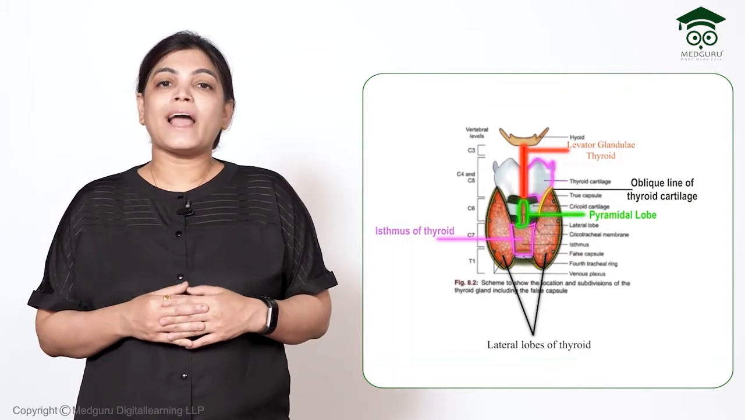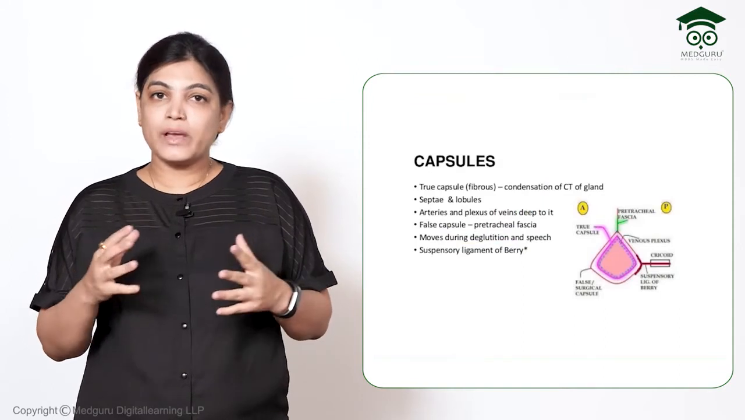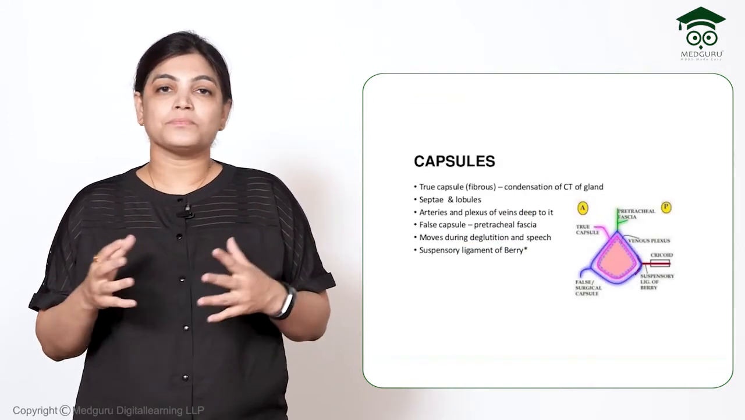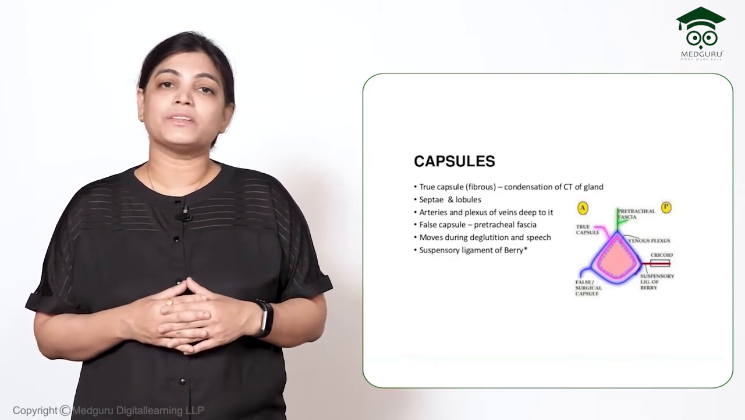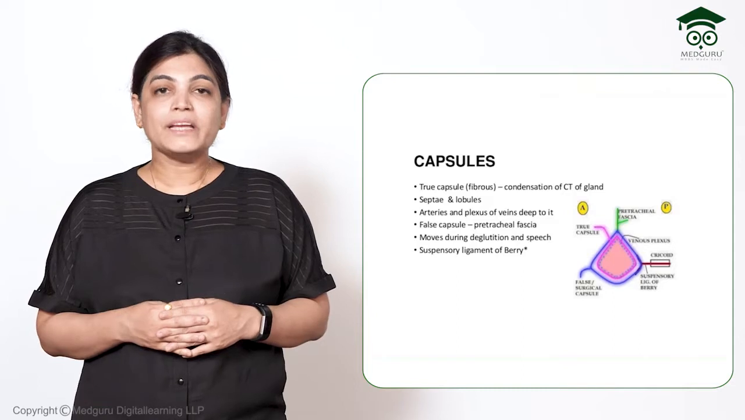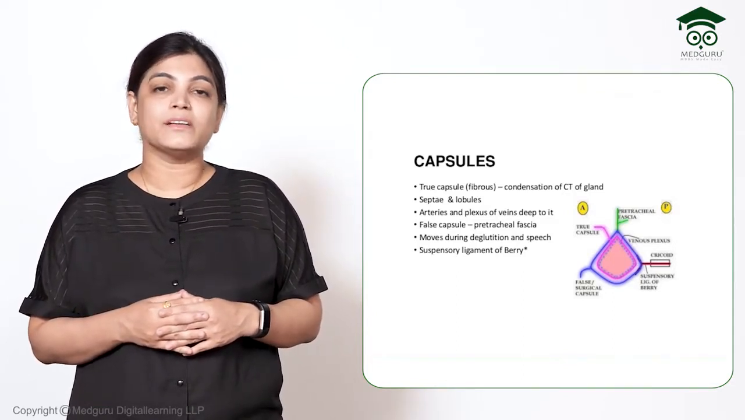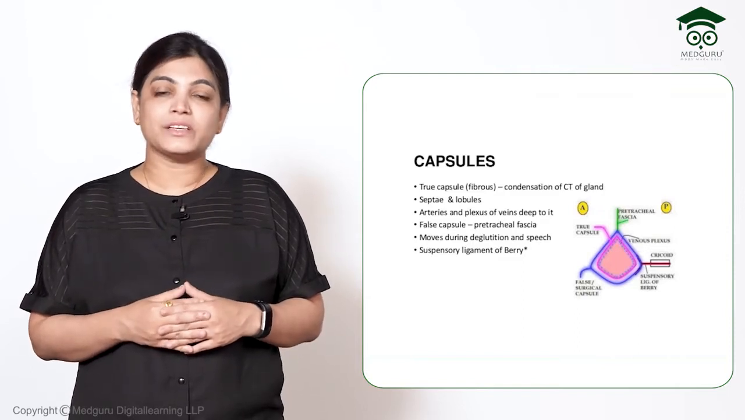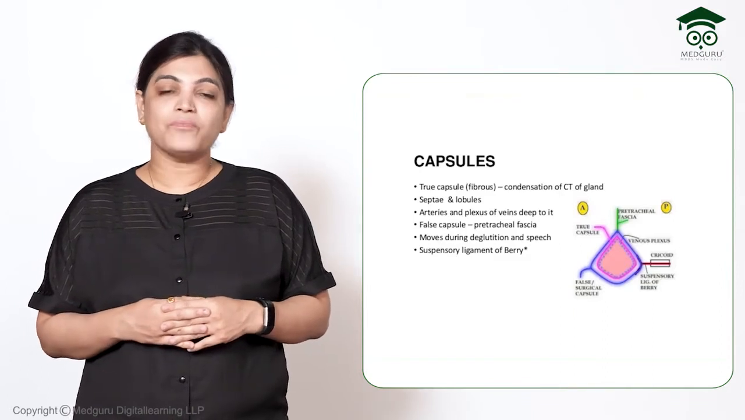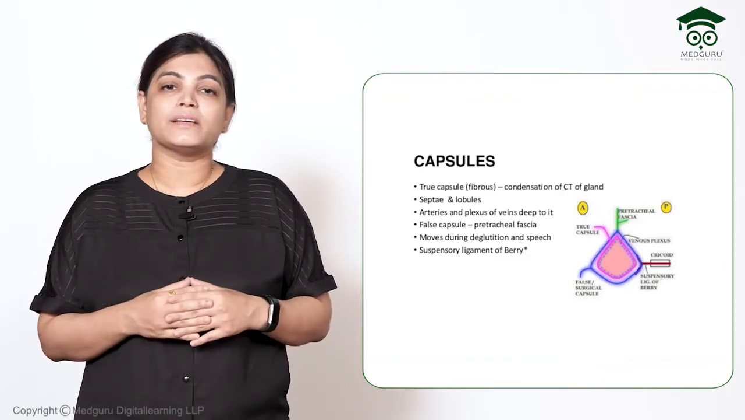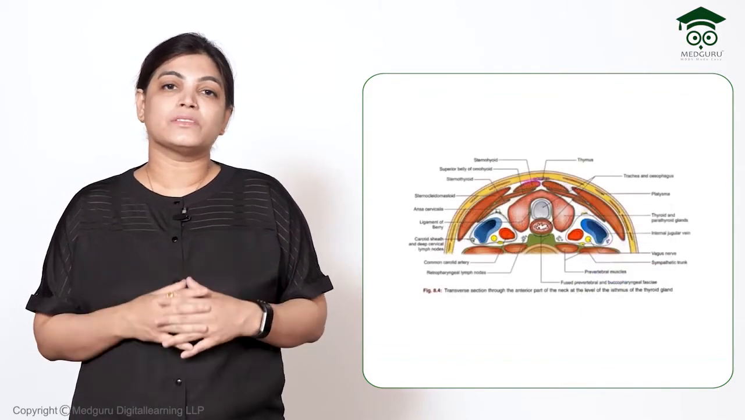After that, coming to the capsules of the thyroid gland. Now this thyroid gland is covered by a capsule. One is the true capsule, the other is the false capsule. The true capsule is formed by the condensation of thyroid tissue itself, and the false capsule is formed by pretracheal fascia. Pretracheal fascia is the fascia emerging from the deep cervical fascia of the neck. I will make one diagram with which you will understand all the external features, the capsules and where the veins are located.